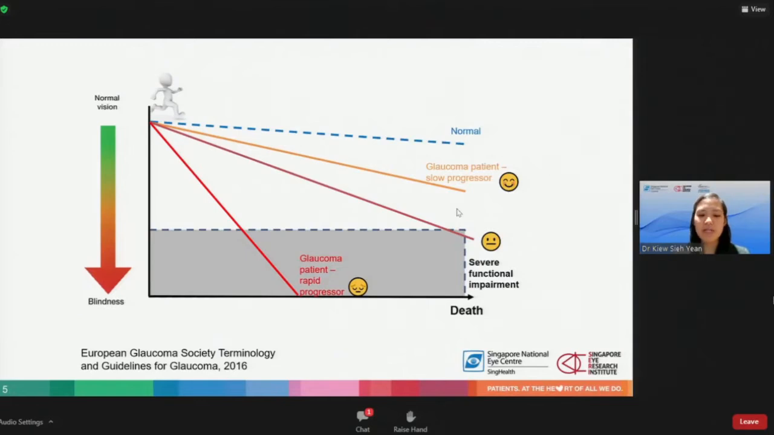The aim of glaucoma diagnosis and treatment is to find these people who are likely to progress rapidly and who are at risk of blindness and reduce the rate of progression, so that, like this yellow line here, we can avoid severe visual impairment during their lifetime.